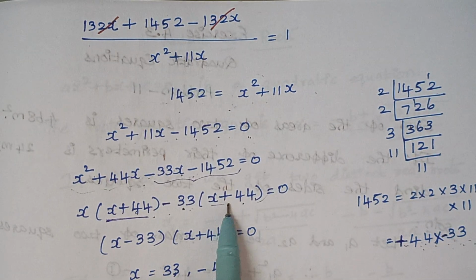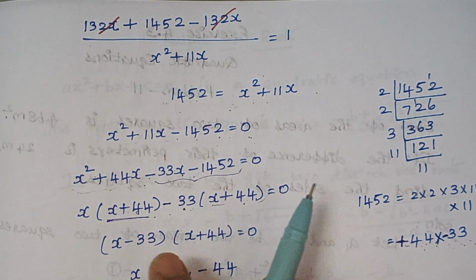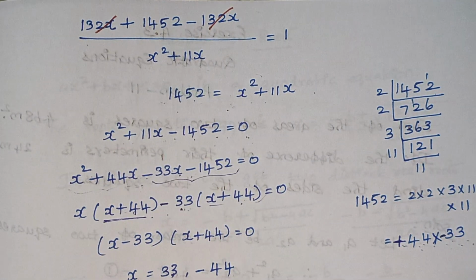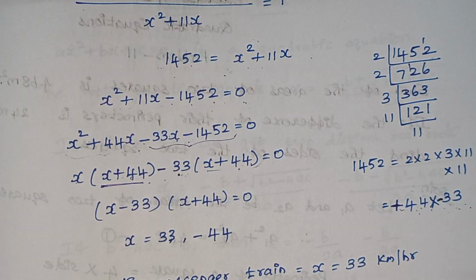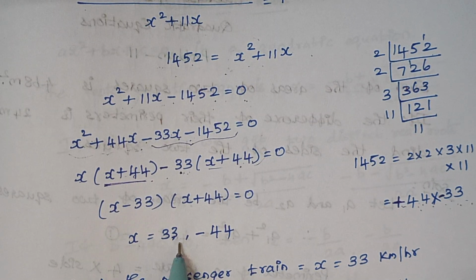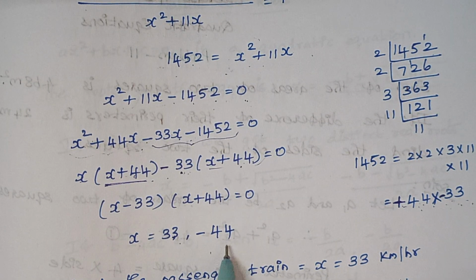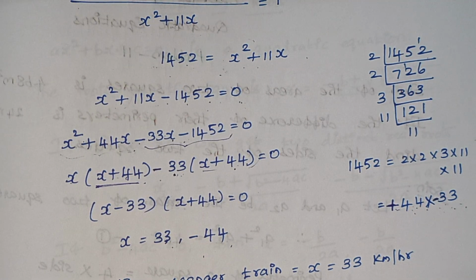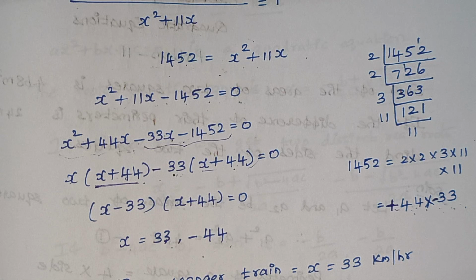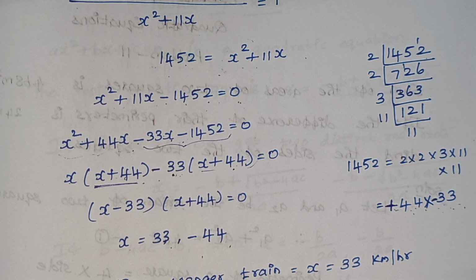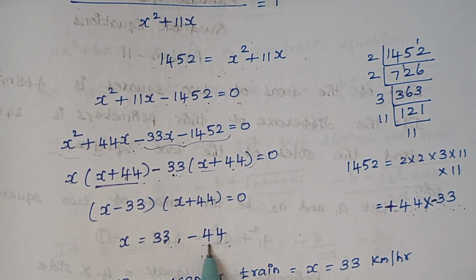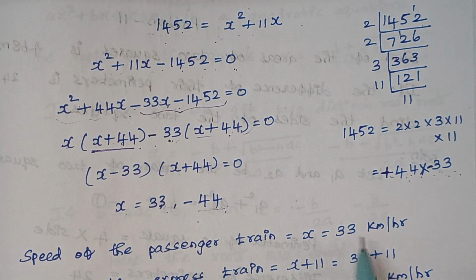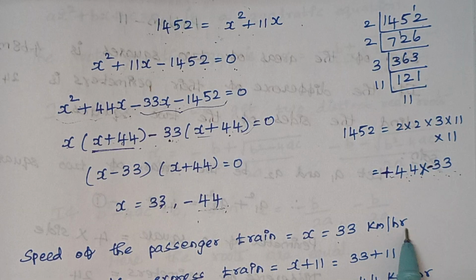Now, here when you take this x plus 44 term commonly outside, then the remaining terms are x minus 33. Now, when you equate these terms to 0, here we have x equal to 33 and x equal to minus 44. So, what is x here? X is nothing but the average speed. So, the speed should always be a positive number. Therefore, here we are rejecting this minus 44. Therefore, the speed of the passenger train is 33 km per hour.